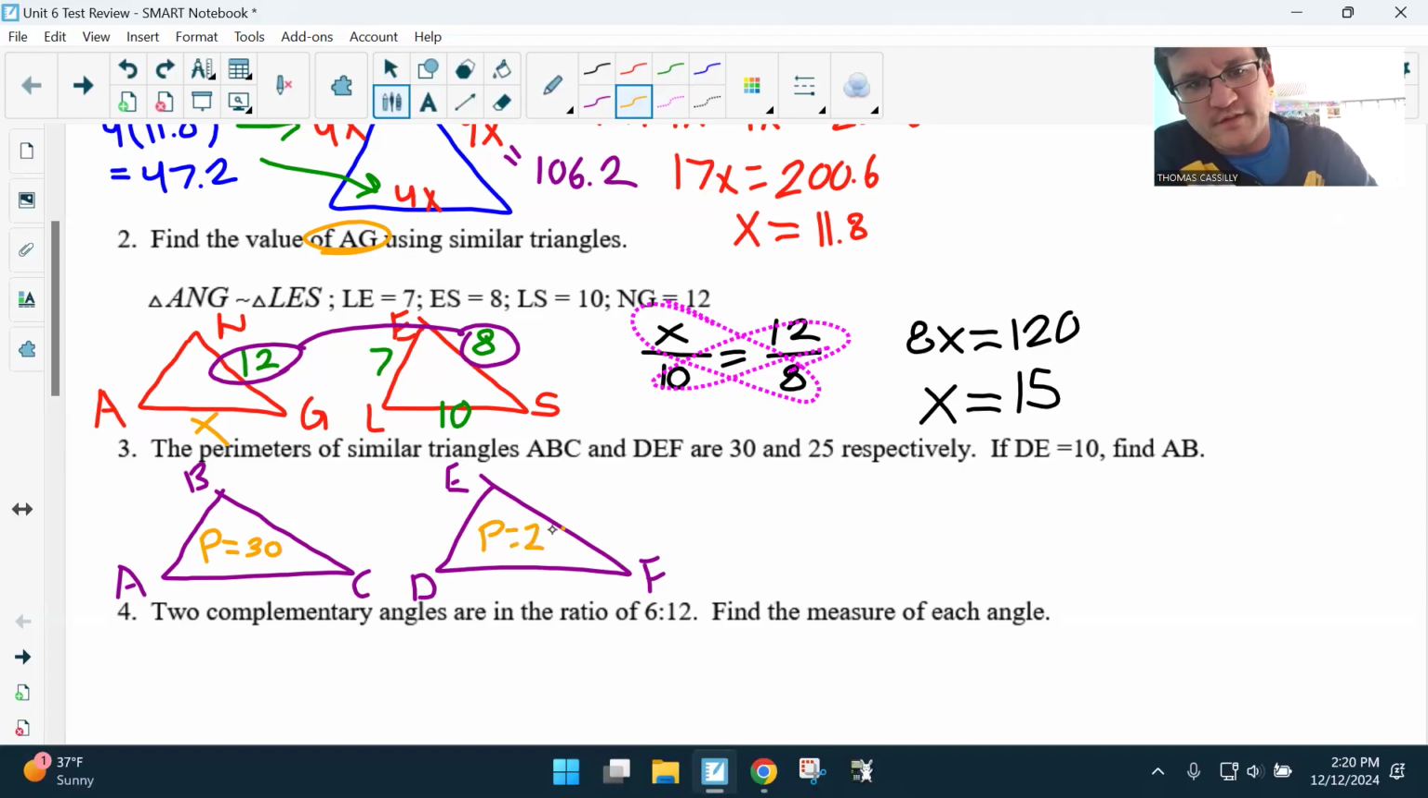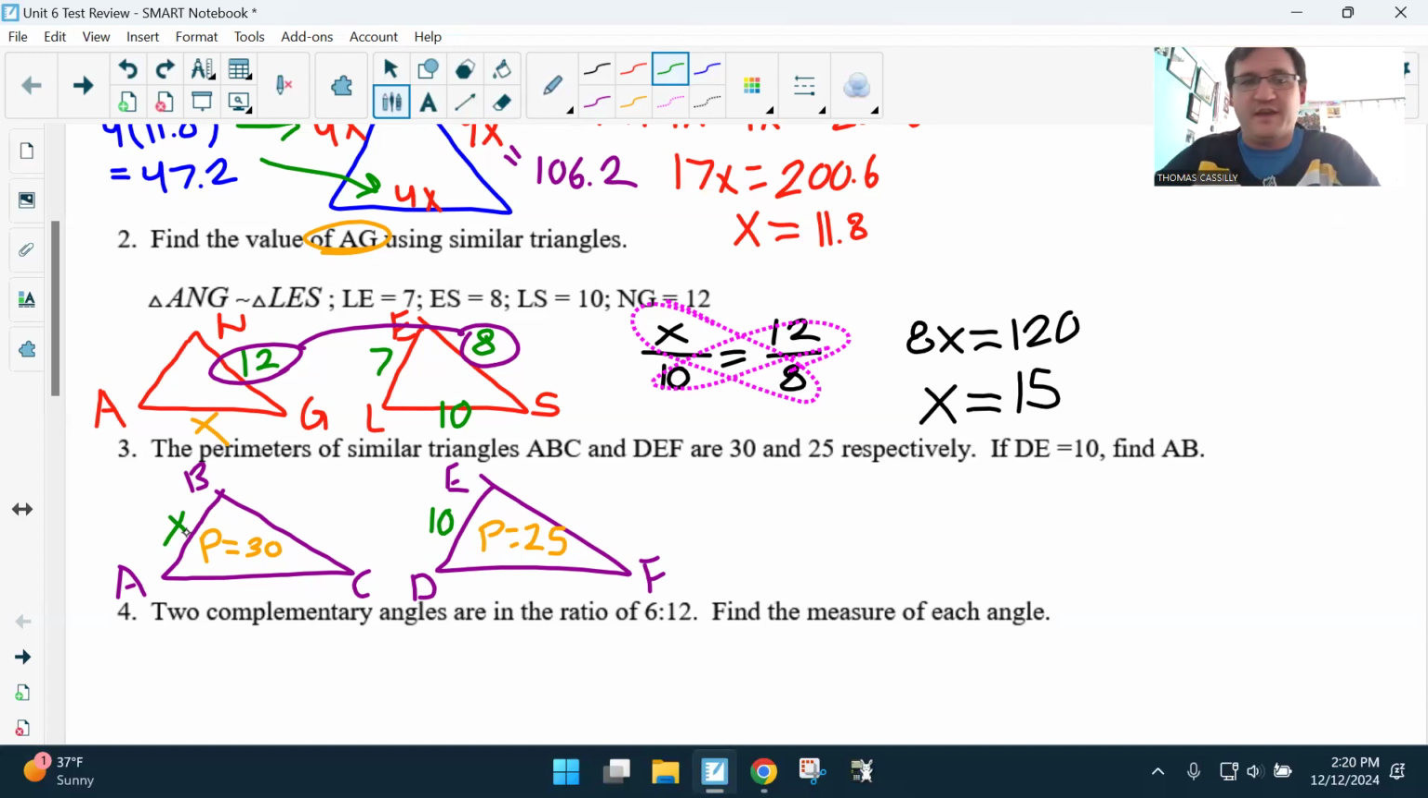Again, the perimeter is the distance around, and then it looks like they're telling us some side lengths. DE, where is DE? DE is 10. They want us to find AB. All right. So just like side lengths, perimeters also work with proportions.